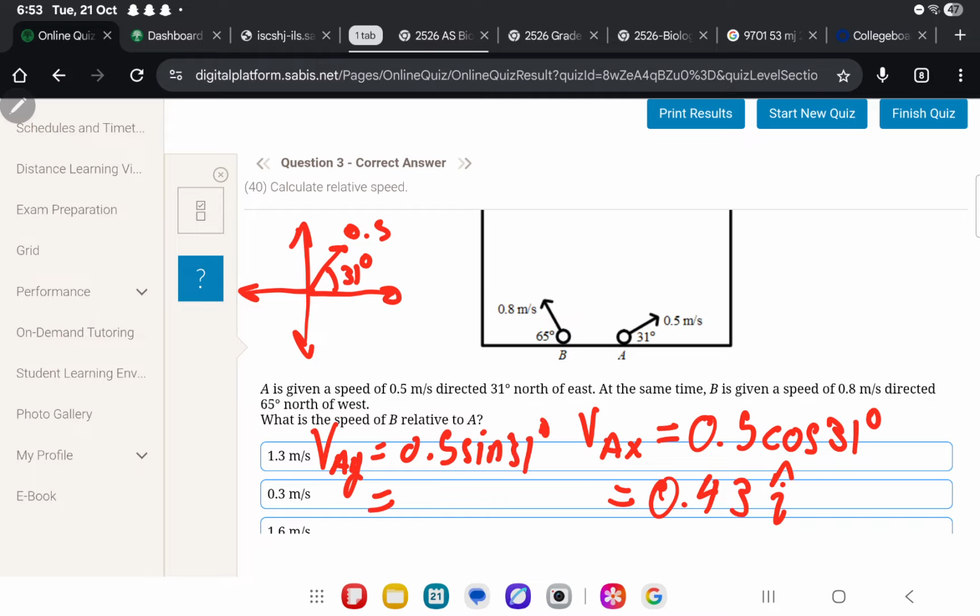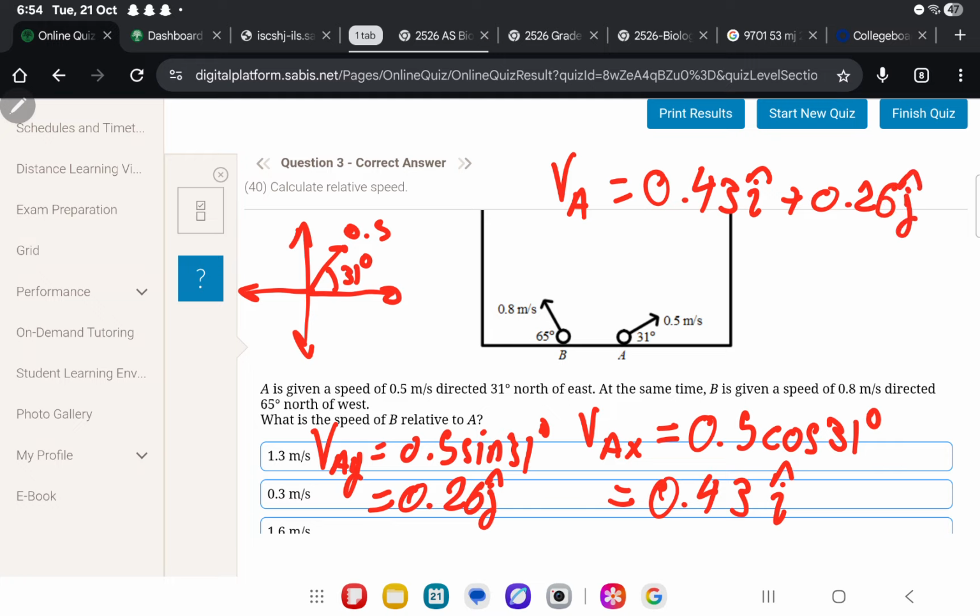This is going to equal sine 31 degrees. You get 0.26 j. All right. So V of A is what? 0.43 i plus 0.26 j. Okay, now this is for A.